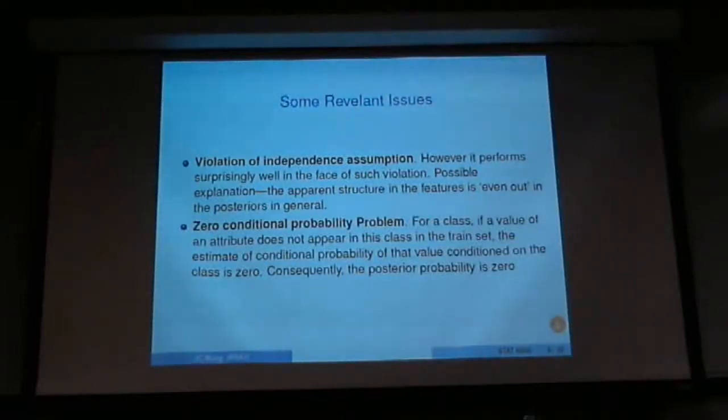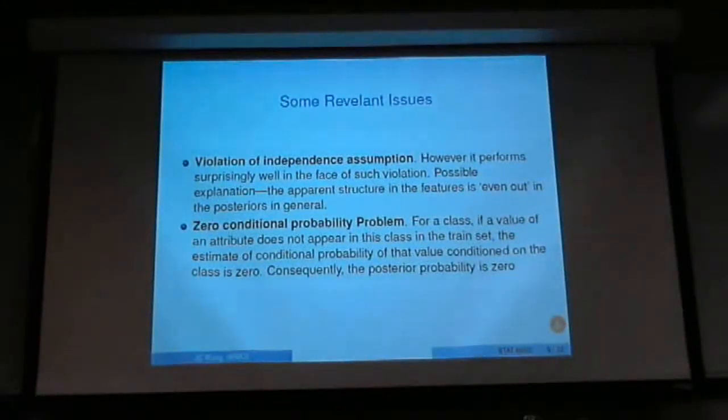There's another, more serious issue that could arise from the naive Bayes classifier: the zero conditional probability problem. For a class, if a value of an attribute does not appear in this class in the training set, usually that conditional probability is always 0. So that could pose a problem. And there's a remedy for that.